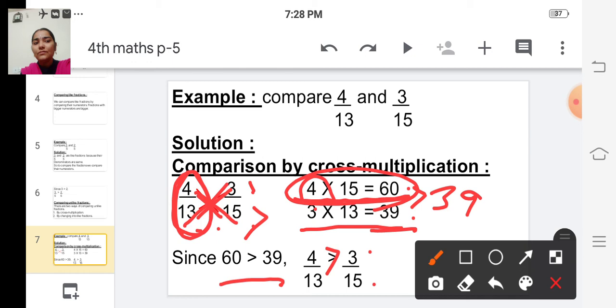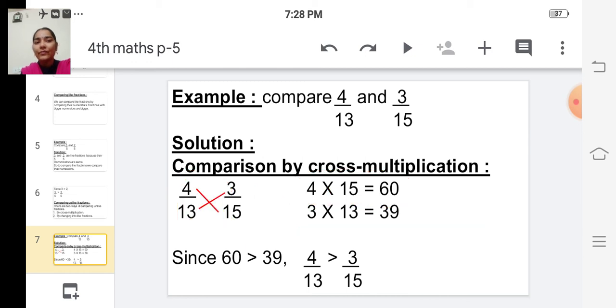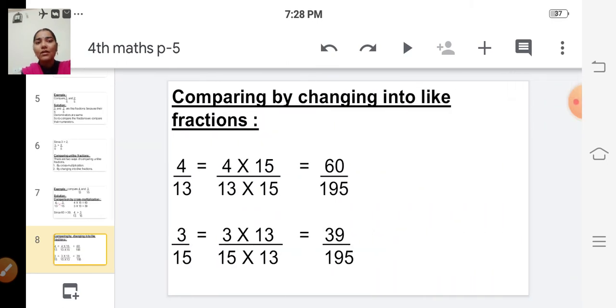And the next method is by changing into like fractions. So we are going to change these unlike fractions to like fractions. Comparing by changing into like fractions, we are going to make the denominators same. For that, what do we have to do?